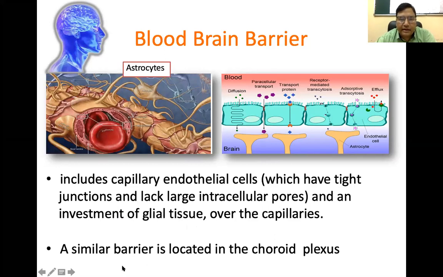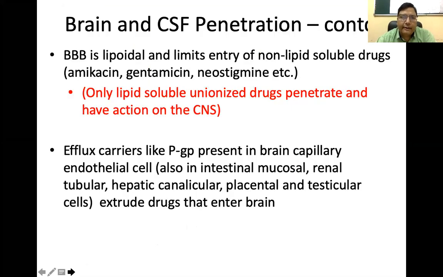A similar barrier is located in the choroid plexus. These barriers are lipoidal, and they limit the entry of non-lipid soluble drugs such as amikacin, gentamicin, and neostigmine. Only the lipid soluble or unionized drugs penetrate through this barrier and reach the CNS for action. Apart from this, they have P glycoprotein, which is present as an efflux pump and helps in moving the drug out of the brain.